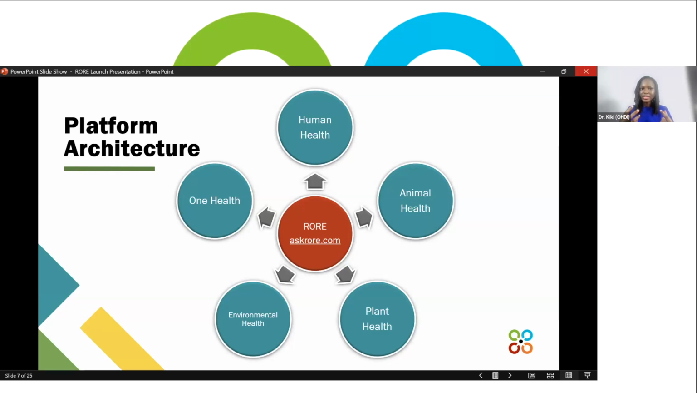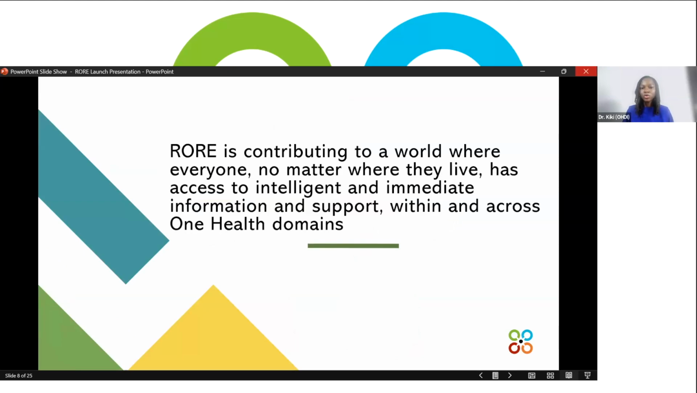This is part of what makes it unique, because it can give you domain-specific support where necessary. And it can also give you the larger One Health support when it is relevant, when there's a prompt to do that. So it's very useful in that sense. And Rore is contributing to a world where everyone, no matter where they live, has access to intelligence, immediate information and support within each specific One Health domain and across the One Health domain in an integrated manner.